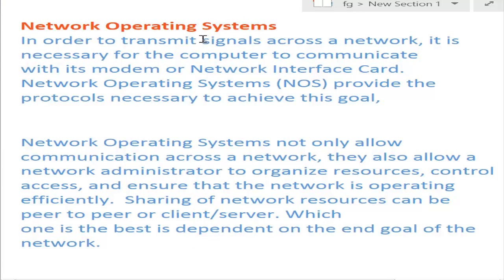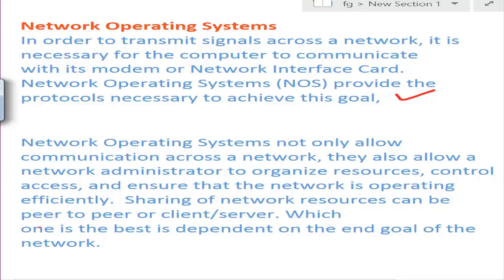Now the next one is the network OS. In order to transmit signals across a network, it's necessary for computers to communicate through a modem. We have the network interface card and ICs. So a network operating system provides the protocols necessary to achieve this goal. In fact, any operating system you have now has all these features built in by default. Okay. Network operating systems not only allow communication across the network, they also allow the network administrator to organize resources, control access, and ensure the network is operating efficiently.